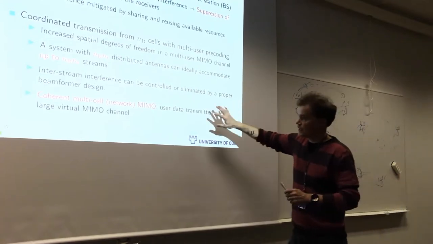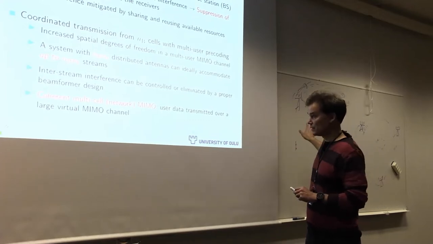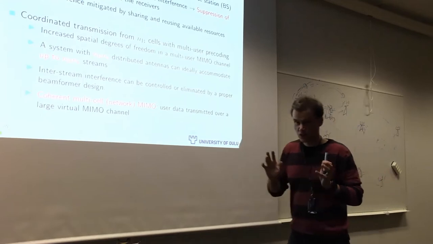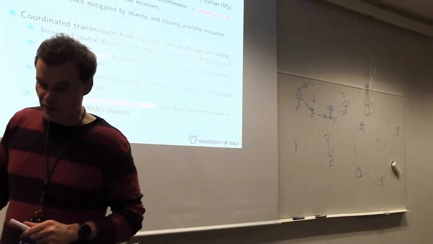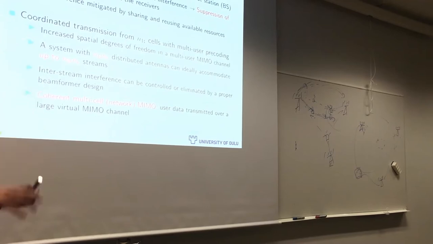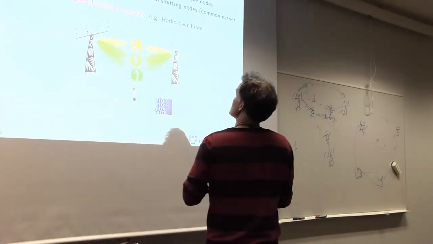So this is the absolute upper bound, what we can do, coherent multi-cell network MIMO or virtual MIMO, considering all these distributed base stations as antennas of a distributed MIMO network. Okay, this is about the coherent multi-cell transmission.